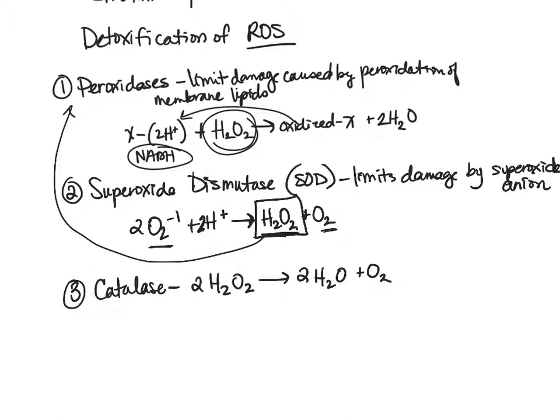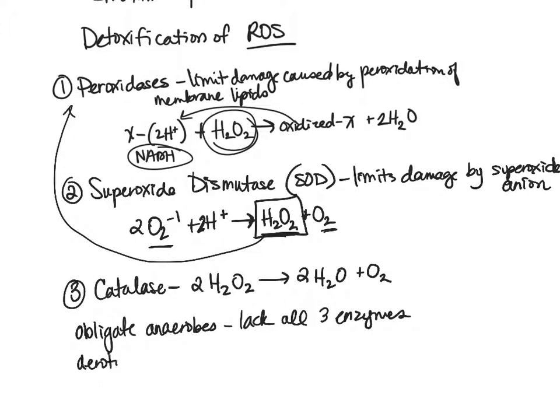So when we talk about obligate anaerobes, they lack all 3 of these enzymes. Obligate anaerobes lack all 3 enzymes. When we talk about something that's an aerotolerant anaerobe, then what we're talking about is them having SOD but not catalase. So they have SOD but not catalase.